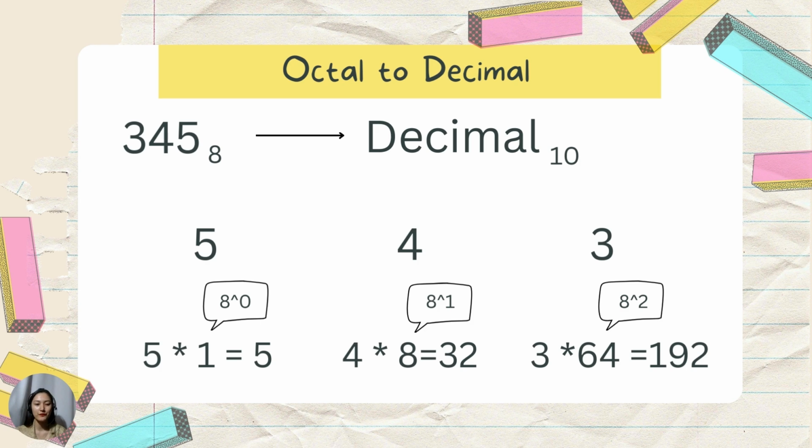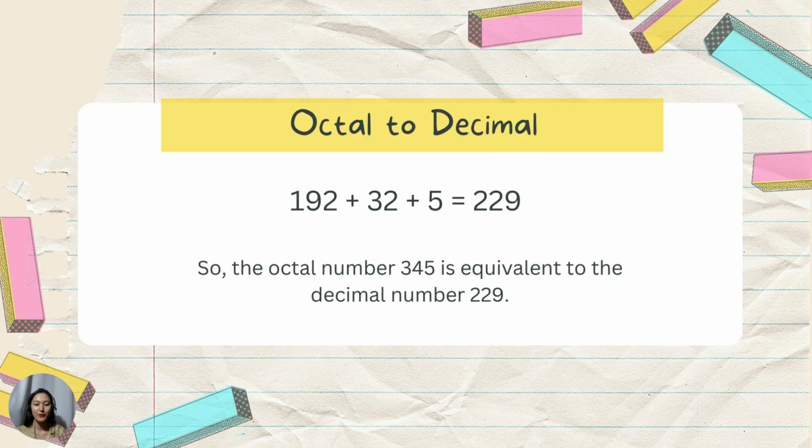Now let's proceed to the second number, which is 4. Let's use here 8 to the power of 1, which is 8. 4 times 8 is equal to 32. Now let's proceed to the first digit, which is 3. Let's use here 8 to the power of 2, which is equivalent to 64. So 3 times 64 is equal to 192.